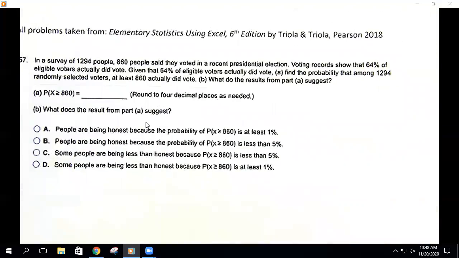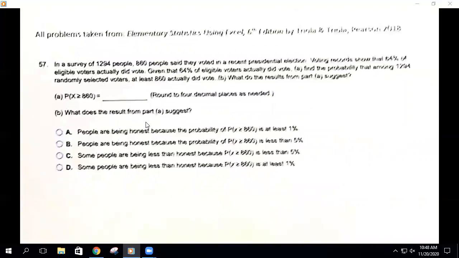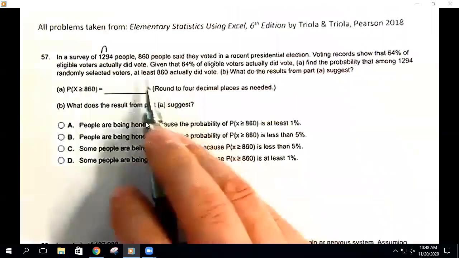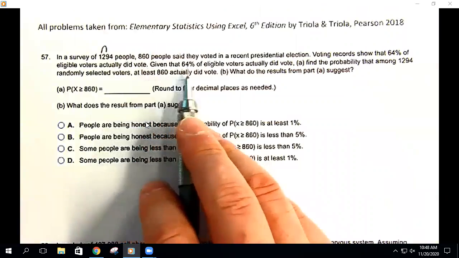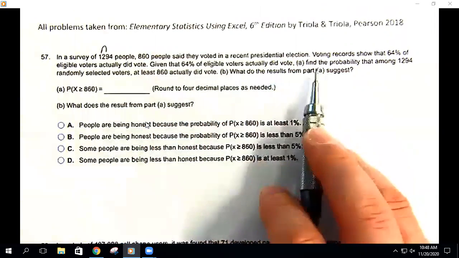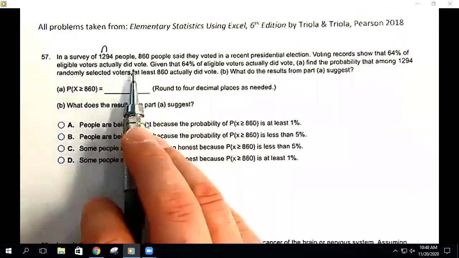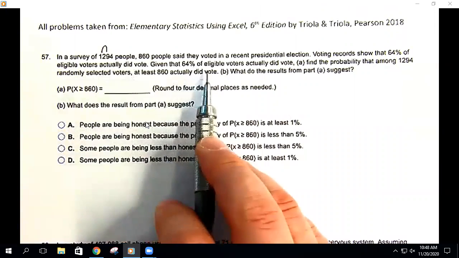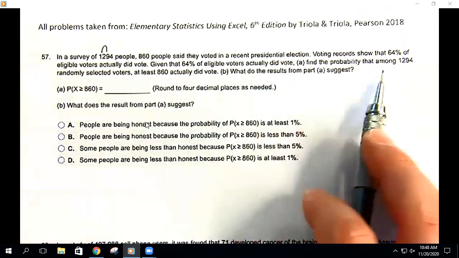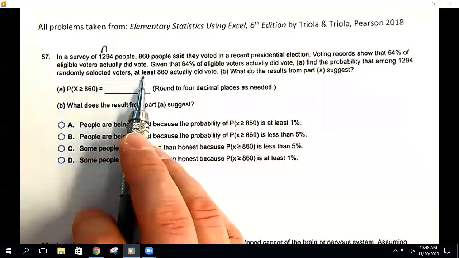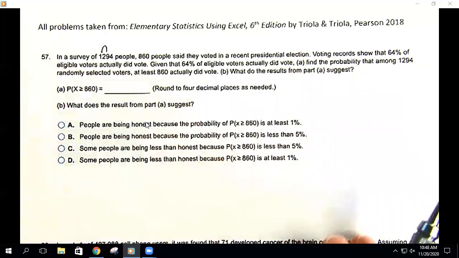Okay, 57. In a survey of 1,294 people, 860 people said they voted in a recent presidential election. Voting records show that 64% of eligible voters actually did vote. Given that 64% of eligible voters actually did vote, find the probability that among 1,294 randomly selected voters, at least 860 actually did vote.